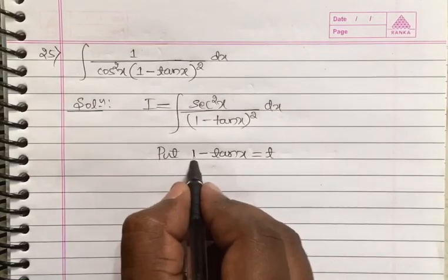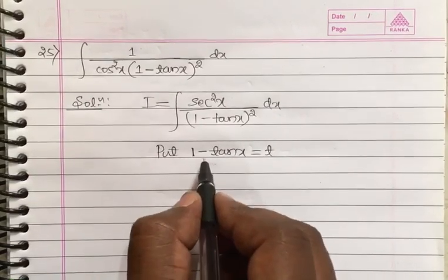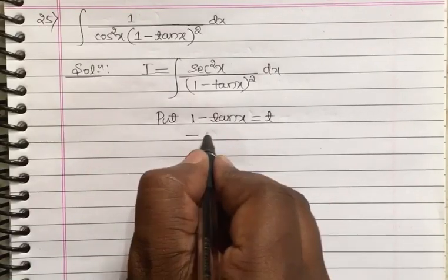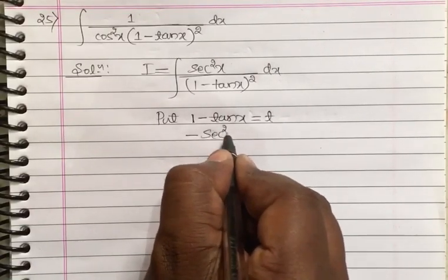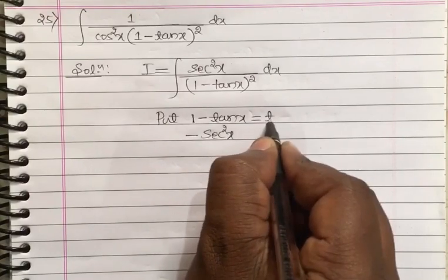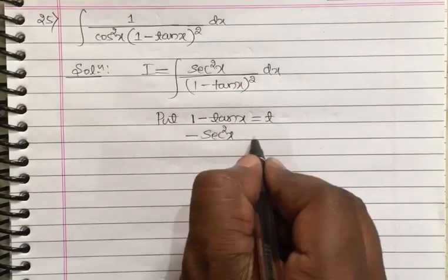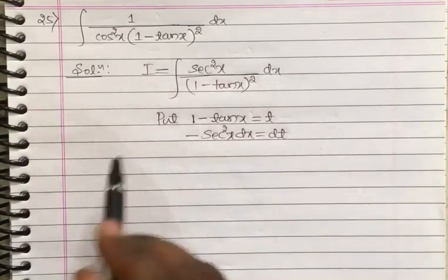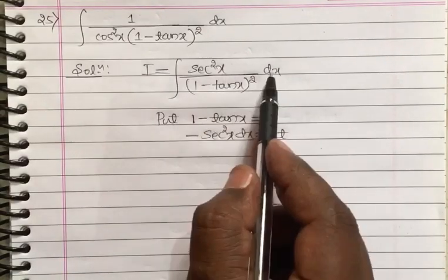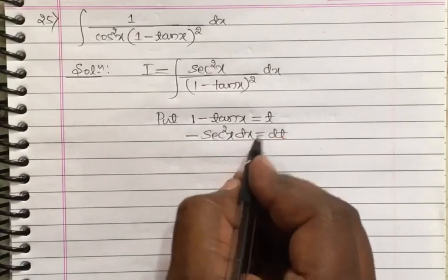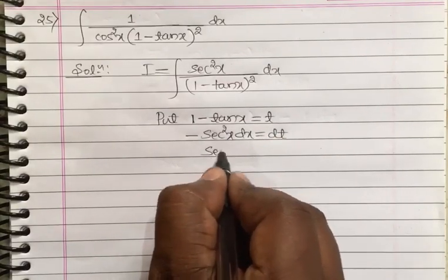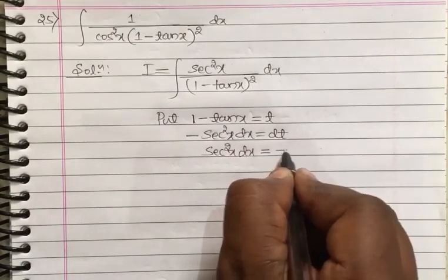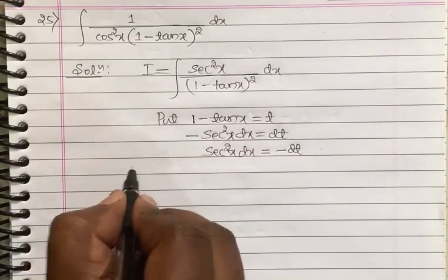Differentiate both sides now. Derivative of 1 will be 0. Then write the minus sign as it is, the derivative of tan x will be secant square x, which is equal to dt by dx. Take dx to the LHS: dx is equal to dt. But here we need only secant square x dx. That means the minus sign should be taken to the RHS. Secant square x dx is equal to minus dt.